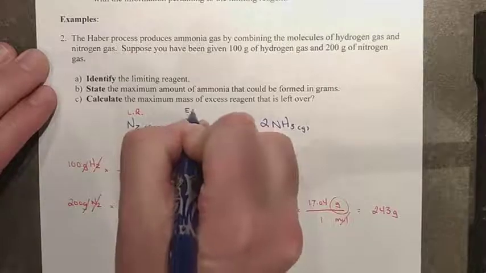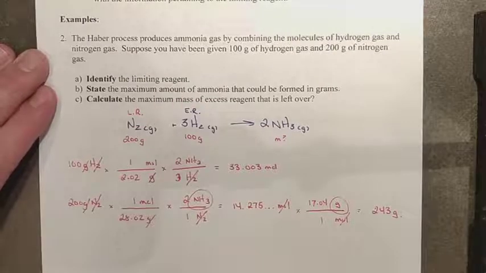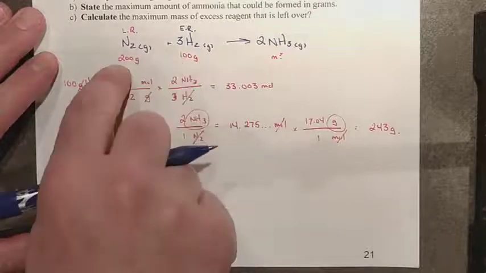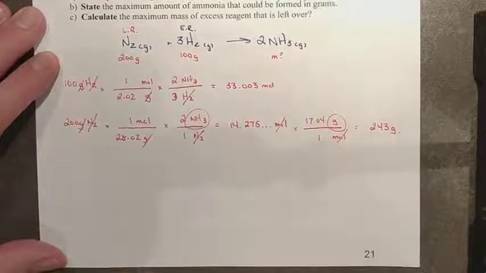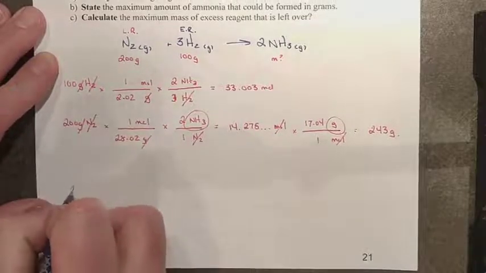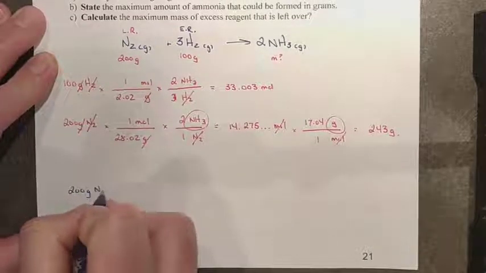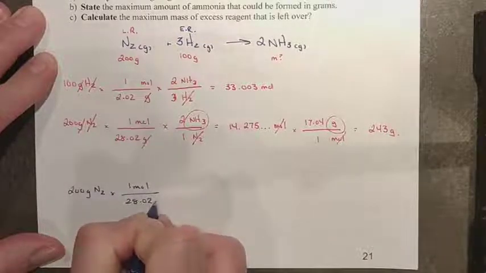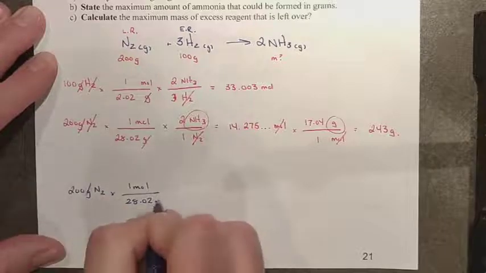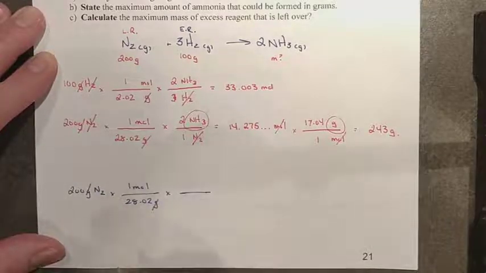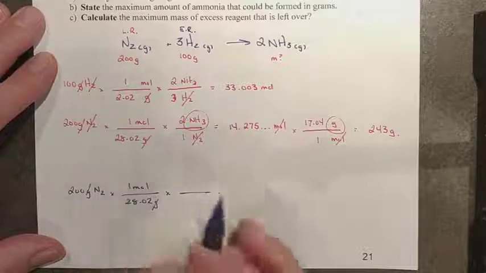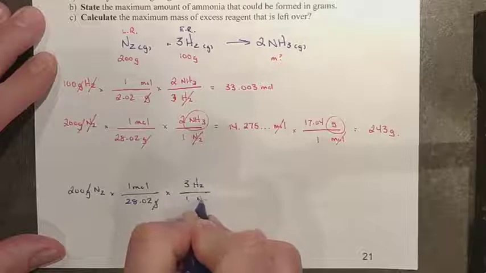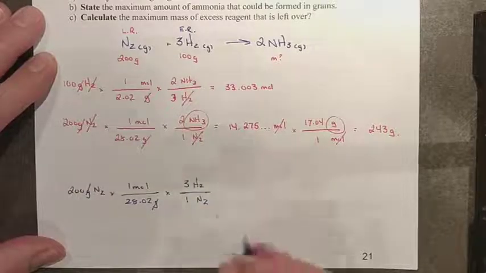So if you're not limiting, you are the excess reagent, and so I must figure out how much hydrogen is actually used when all 200 grams of my nitrogen is used. So I'll just start over one more time. 200 grams nitrogen. Turn that into moles by using its 28.02 gram per mole molar mass. Grams are gone. I can now use my mole ratio because I am in moles, and you can see that it is 3 parts hydrogen for every 1 part nitrogen. Different mole ratio than what we've used before.